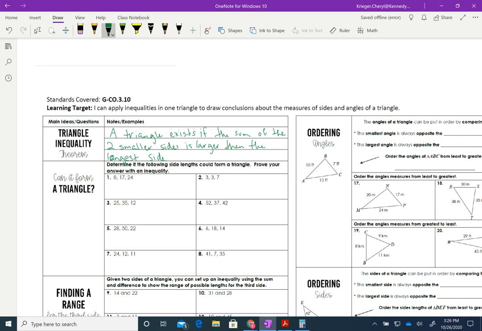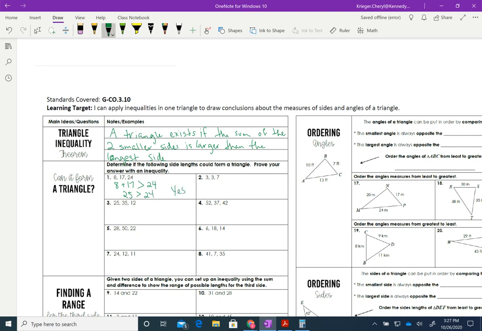Okay. So the two smaller sides are 8 and 17. So the sum of the two smaller sides has to be larger than the longest side. Okay, so 8 plus 17 is 25. Is 25 greater than 24? Yes, so a triangle would exist here.